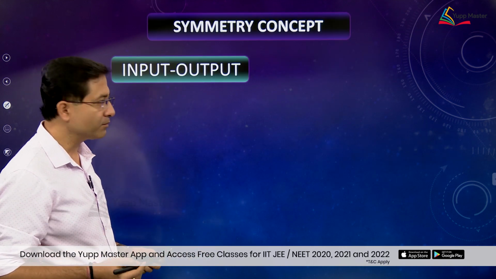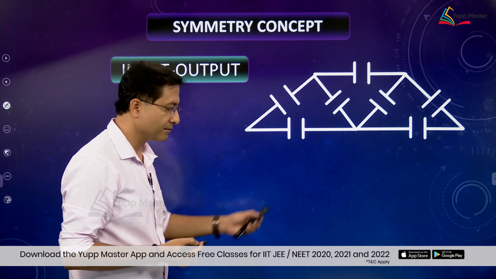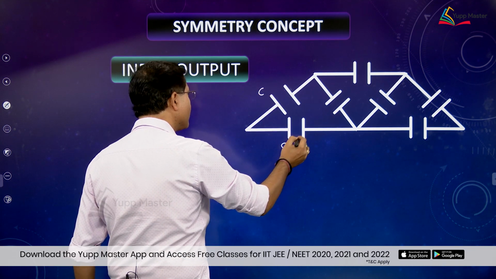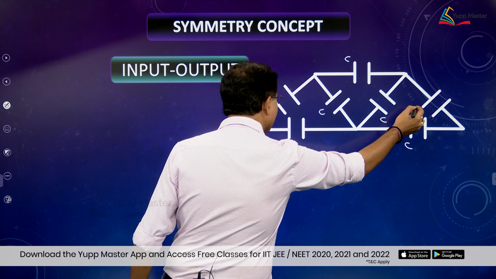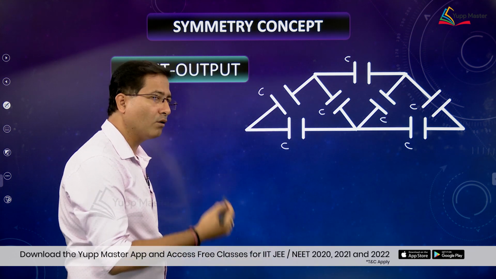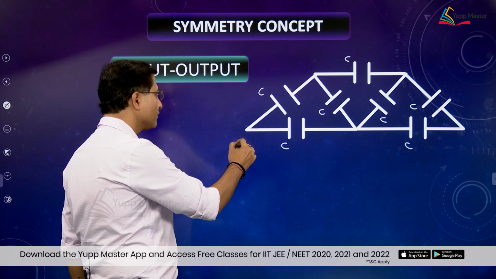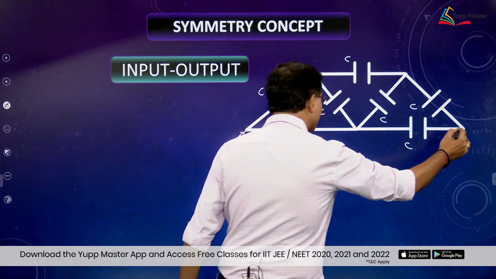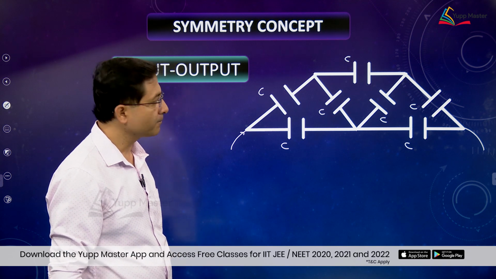I'll take one example so that you can understand what input output symmetry is. Look at this circuit. I have taken capacitors, we may have resistors also. All the capacitors are of capacitance C, and whatever you see from this side, the same thing you are going to see at the output side. So this is called input output symmetry.